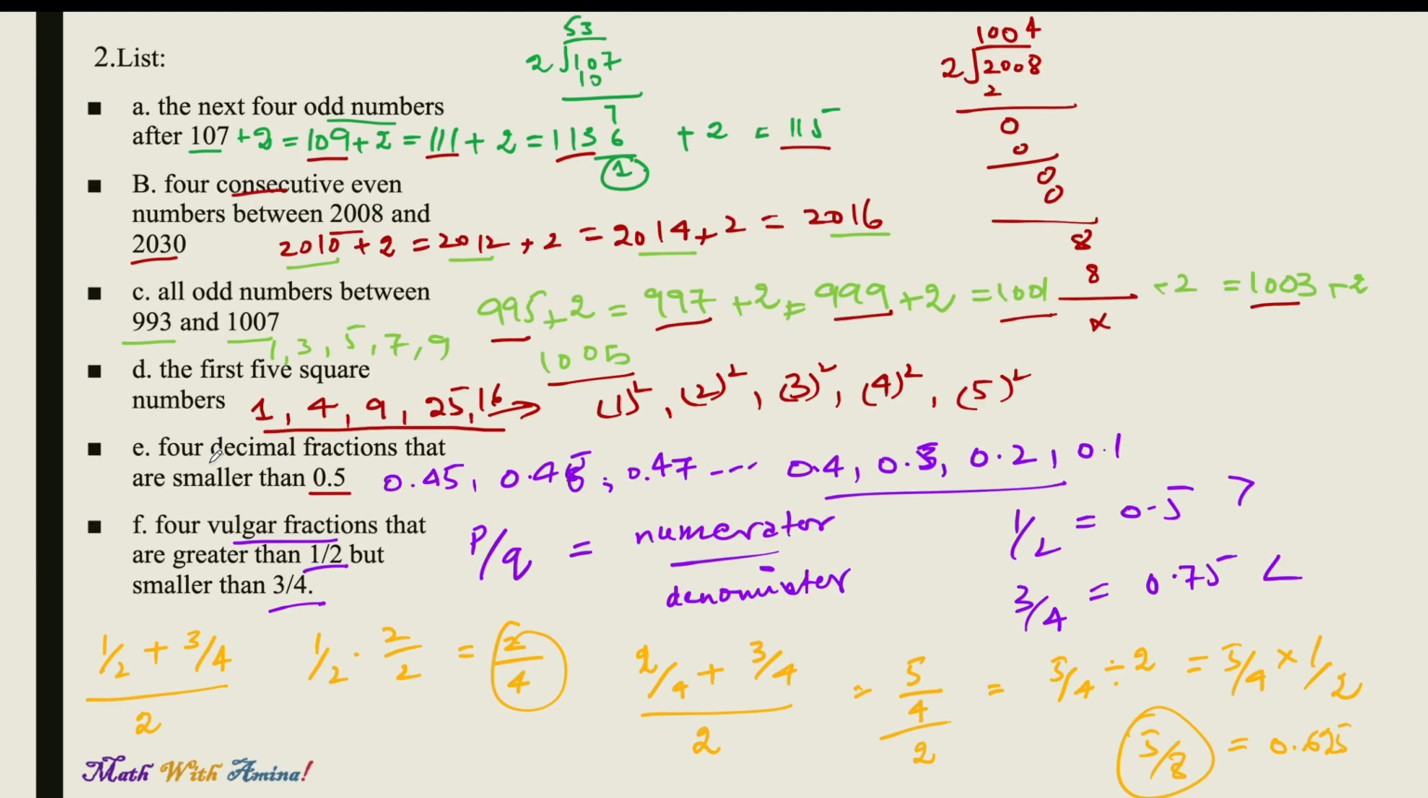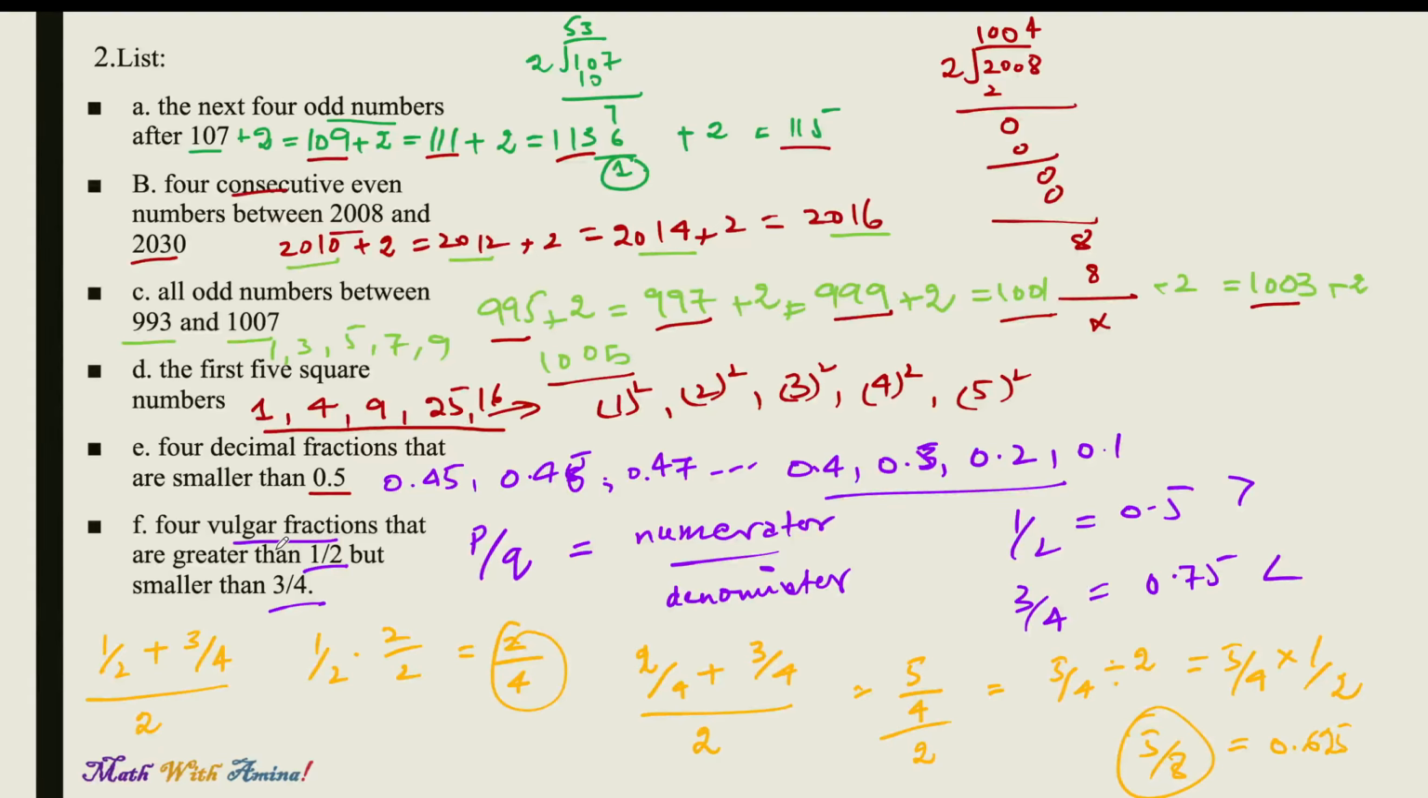The fifth part asks for 4 decimal fractions that are smaller than 0.5. We have plenty of fractions smaller than 0.5. It can be 0.45, 0.48, 0.47, or in order to simply understand them better, 0.4 is less than 0.5, 0.3 is less than 0.5, 0.2 is a decimal fraction that is less than 0.5, and 0.1. So these are all the decimal fractions that are smaller than 0.5.